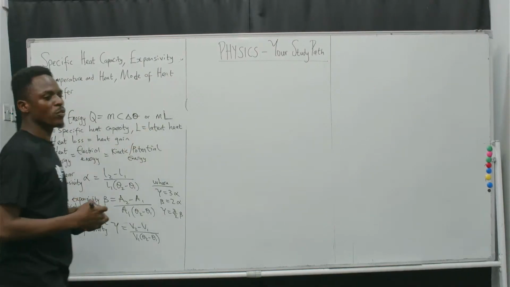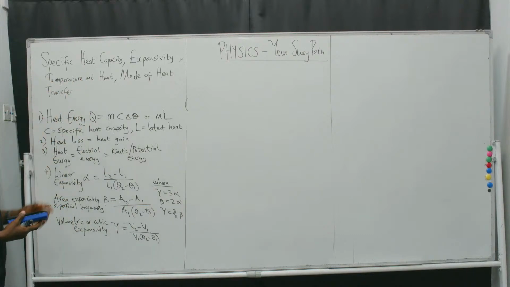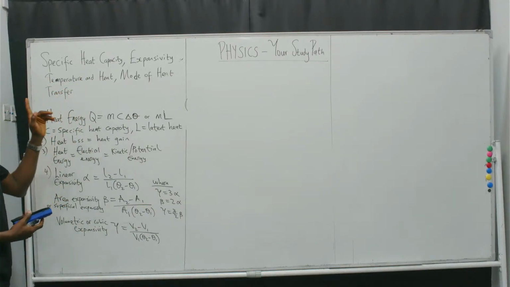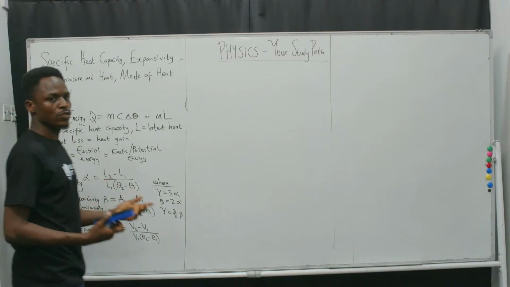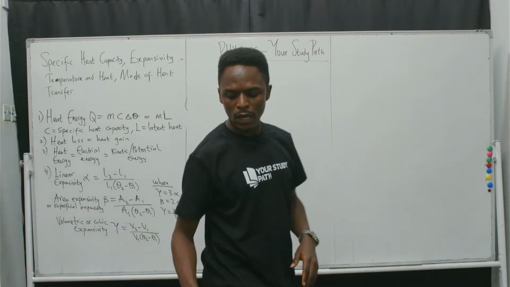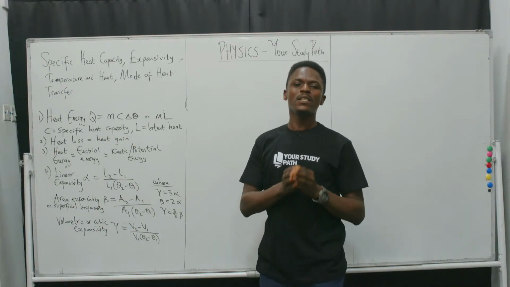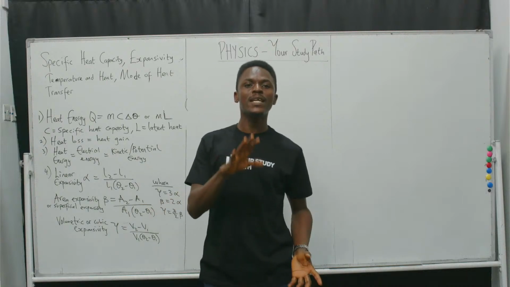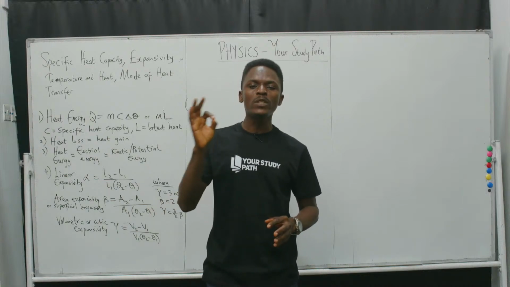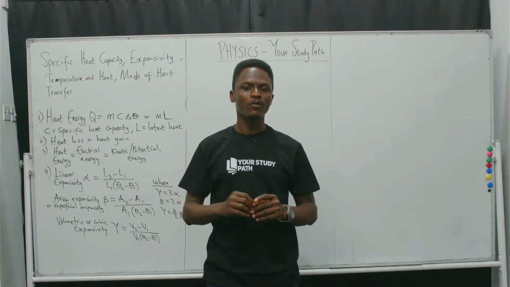So let's look at some of them. Specific heat capacity, expansivity, heat and temperature, as well as mode of heat transfer. So what do we have under this aspect? It's for you to understand that specific heat capacity is talking about the amount of energy needed to raise a unit mass of a substance through 1 Kelvin.